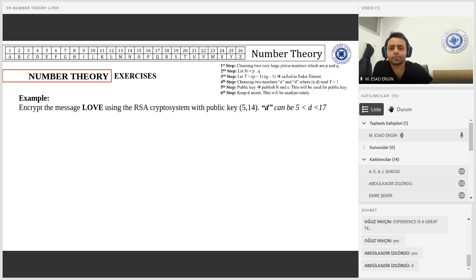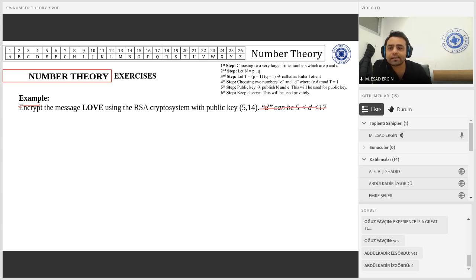So here we are going to encrypt the message "love" using the RSA crypto system with a public key, which is 5 and 14, and D can be 5 between 5 and 17. So there is a constraint in order to choose D. Actually we don't need decryption because it says to encrypt the message. We don't have to find what D is, but it is also asked in this question. That's why we are going to use it.